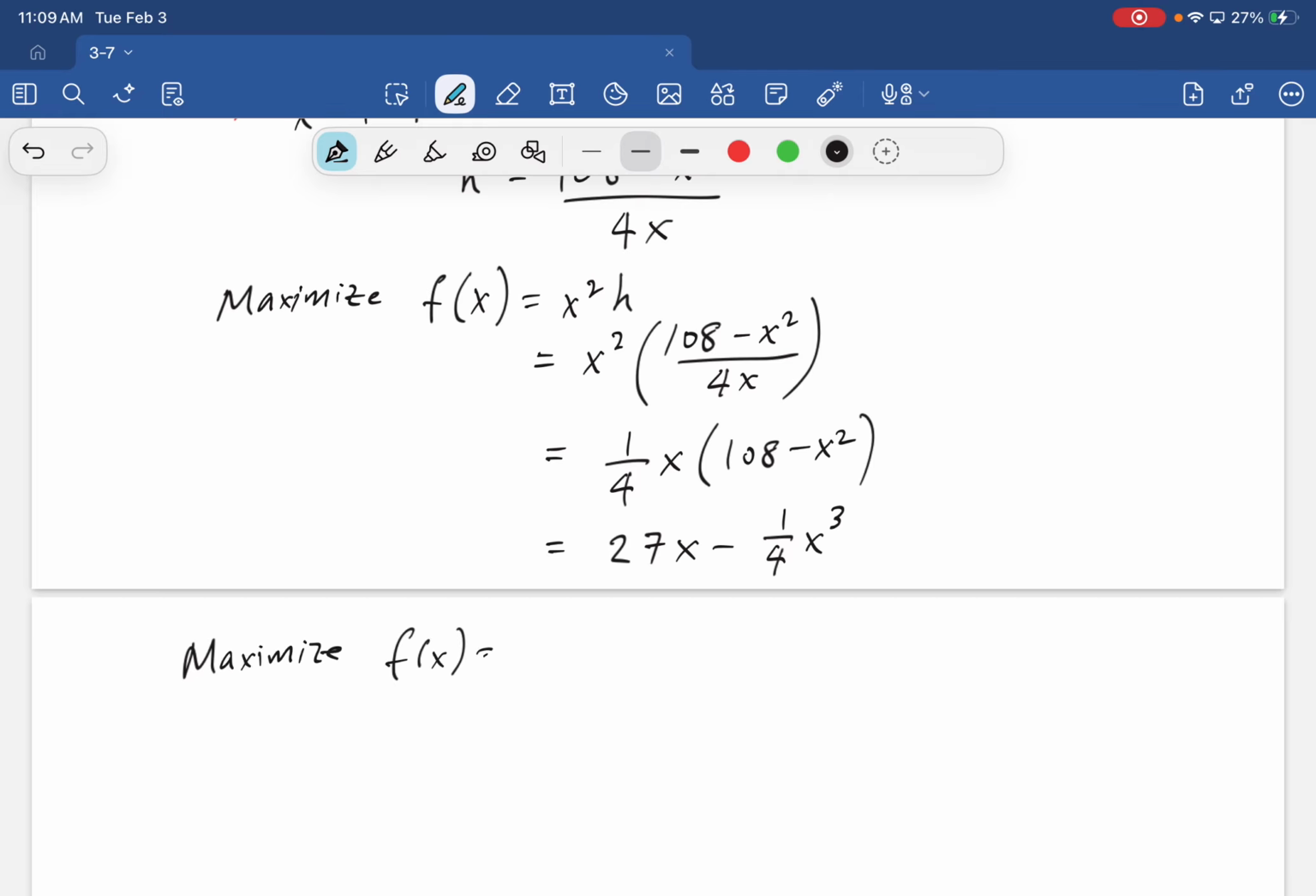So let me go over all the steps for the question, just so it's clear. Our first step is we want to, the textbook calls it a primary equation. So that was the equation for the surface area, right?